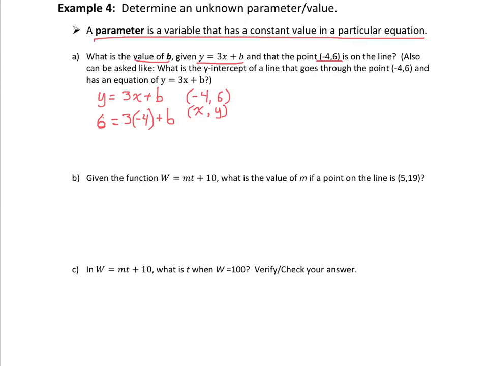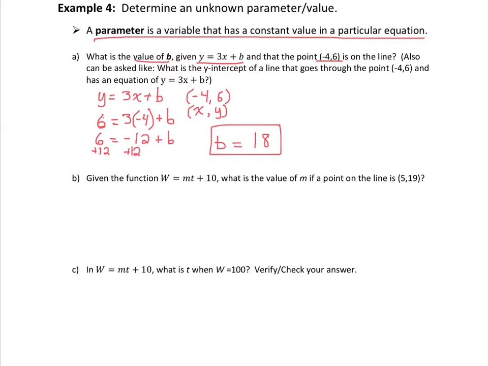Now, we actually have one variable left after we've subbed in the x and the y. We have b left, so we can solve for a variable if we only have one to solve for. So now we can solve for b, so we're going to multiply the 3 times -4, which gives us -12 plus b. And to get b by itself, we're going to add 12 to both sides. And we get that b is equal to 6 plus 12, which is 18.